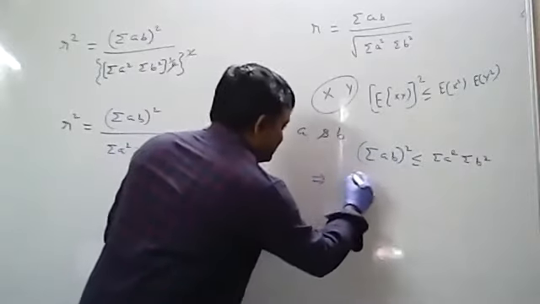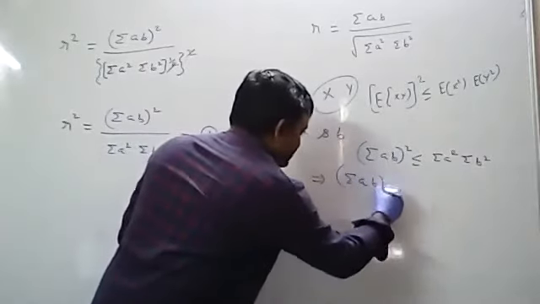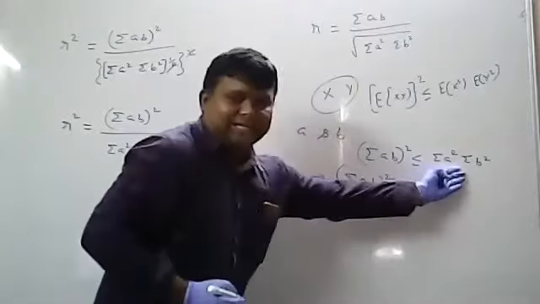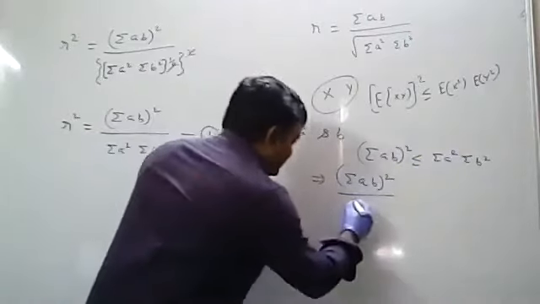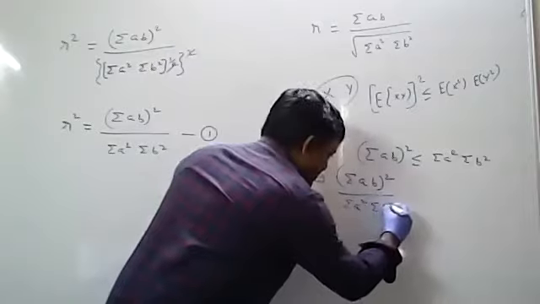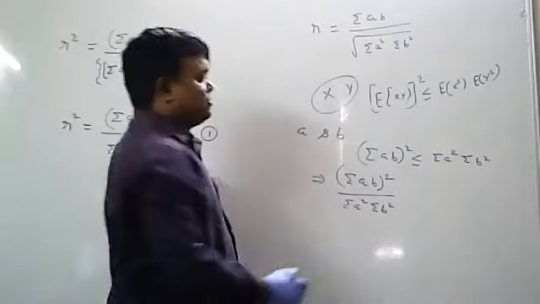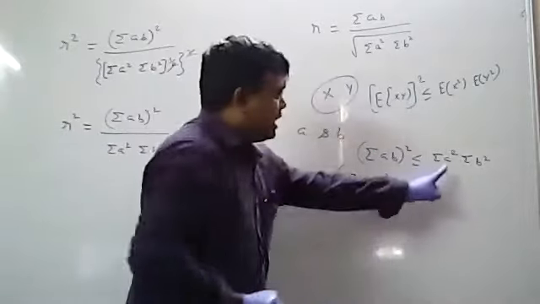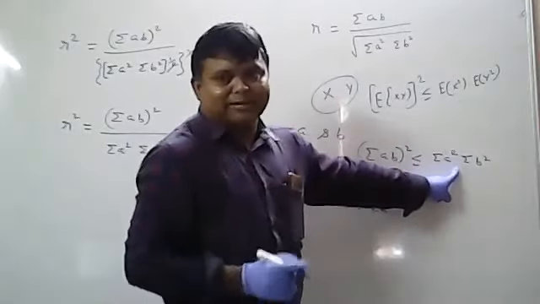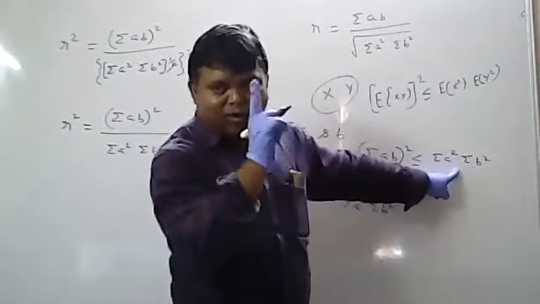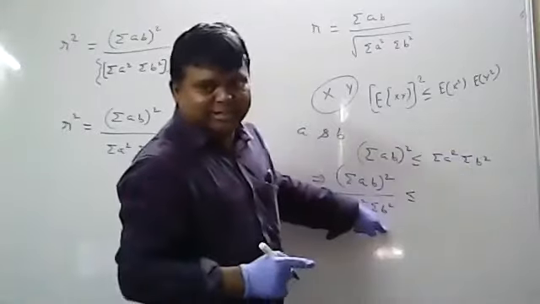This implies (summation AB) whole square. You are sending this term to this side. That means summation A square into summation B square, less than or equal to summation A square into summation B square into 1. So you are sending this term to this side, it will divide.